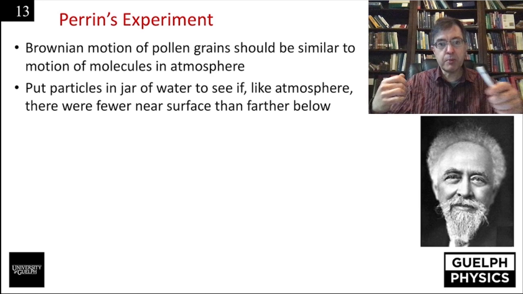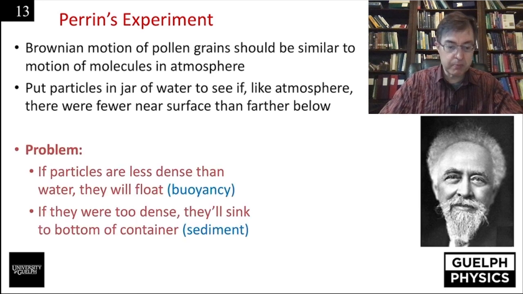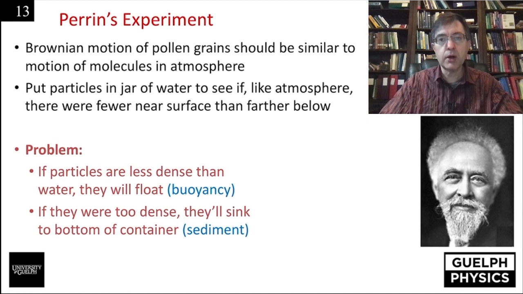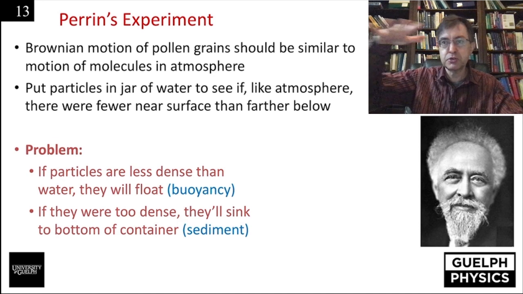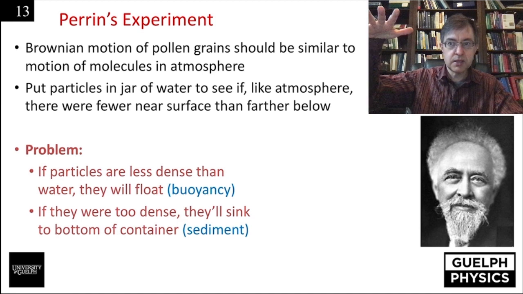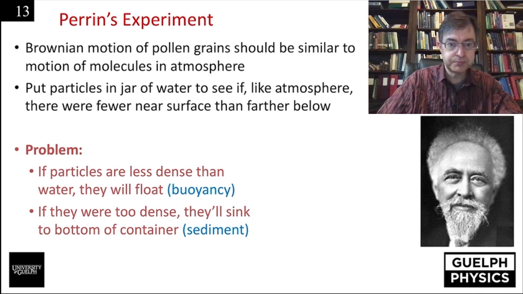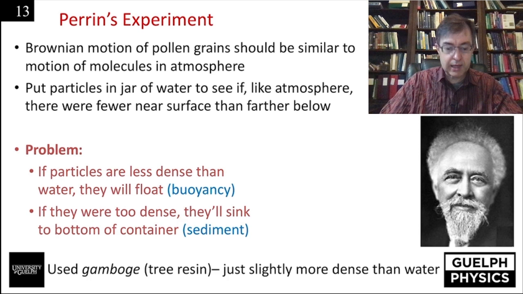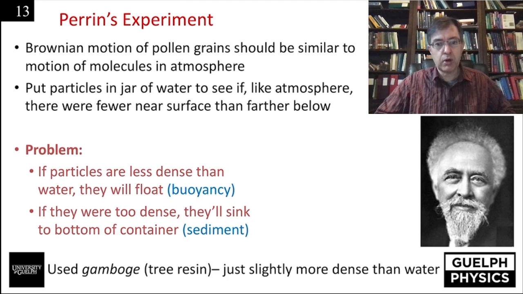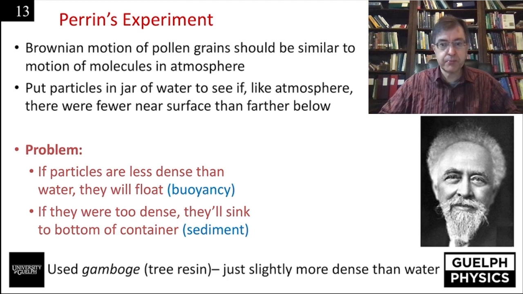Now the problem with pollen is that if the particles are less dense than the water, then they're going to float all up to the surface, which messes up the experiment. And if the particles are too dense, then they'll actually sink like a stone, literally, to the bottom of the container. That's called sedimentation. So what Perrin did is he figured out a material which was slightly more dense than water, and that was called gamboge, which is tree resin. And he used this.